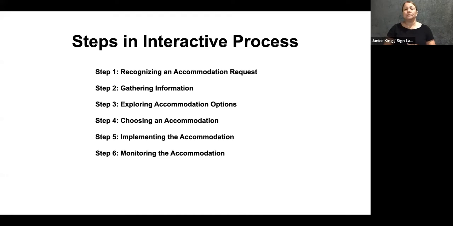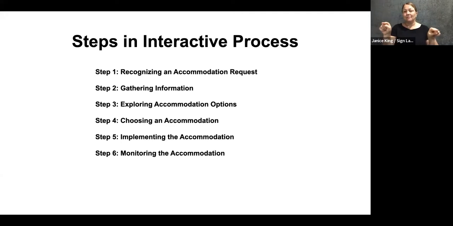Steps in the interactive process. Essentially, these are the basic steps. First, you have to recognize an accommodation request. Second, gather information necessary to determine what is a reasonable accommodation. Explore the accommodation options. Choose an accommodation. Implement the accommodation, and then make sure that the accommodation is working by monitoring it.